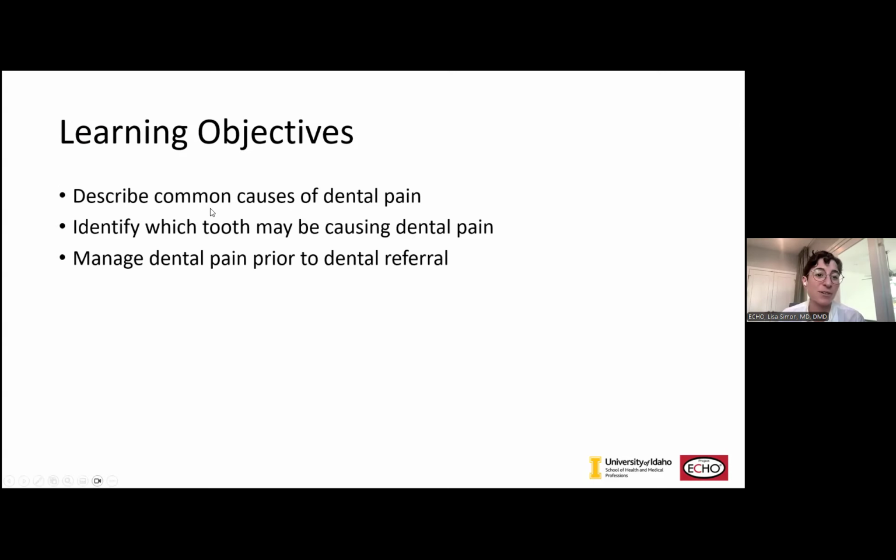Today our learning objectives are to describe common causes of dental pain, identify which tooth might be causing the dental pain, and manage dental pain prior to dental referral. Because of course, probably the most important learning objective of this whole thing is that if someone is coming to you in the primary care office with a dental problem, that is already a sign that the system is not working for them, and your real job is to try and get them to a specialist, in this case, a dentist.